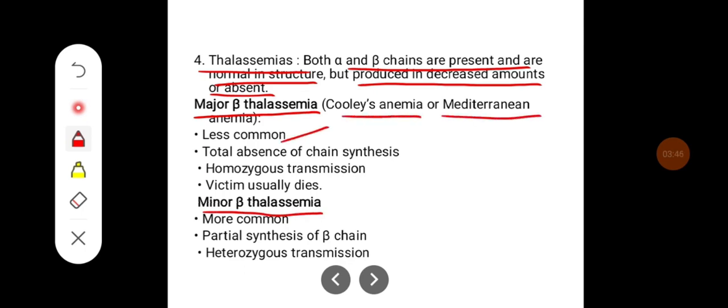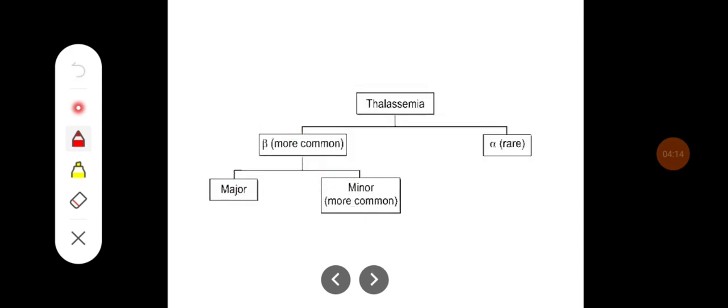It is less common. There is total absence of chain synthesis. It has a homozygous transmission, and the victim usually dies because of excessive hemolysis. The minor variant is more common, and it occurs because of partial synthesis of the beta chain, and it is transmitted in a heterozygous pattern. So these are the variants of thalassemia.